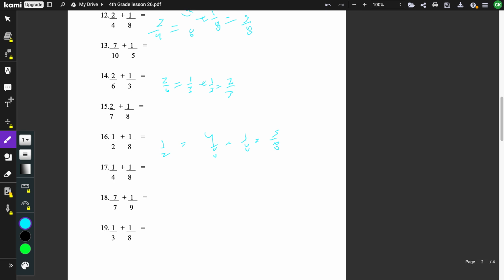Moving on, 18. This is 7 over 7, and that's basically just 1. So 1 plus 1 over 9. But guess what? 1 could simplify down to 9 over 9, 7 over 7, 2 over 2. So 1 could be legit anything. Keeping that in mind, we're just going to assume 1 is 9 over 9. So 9 over 9 plus 1 over 9, that's 10 over 9. So yeah, that's the answer.